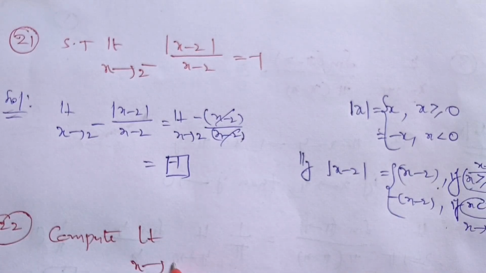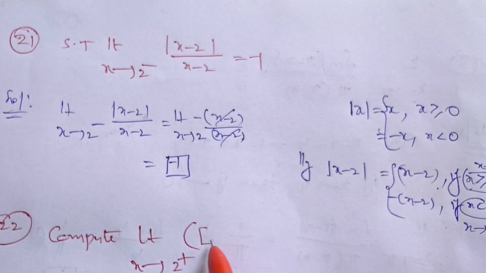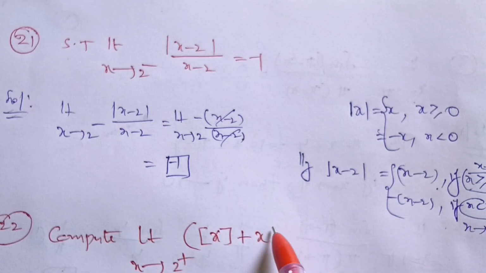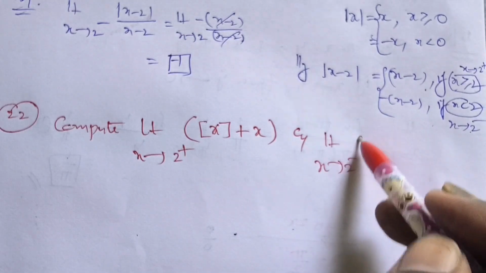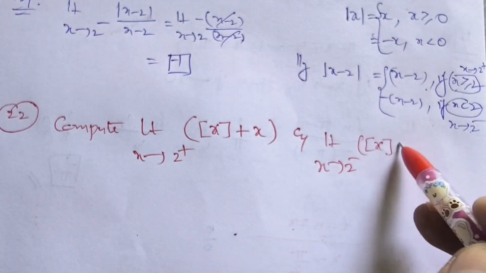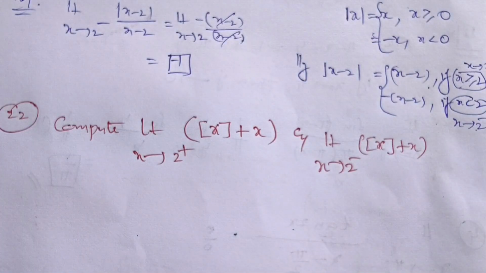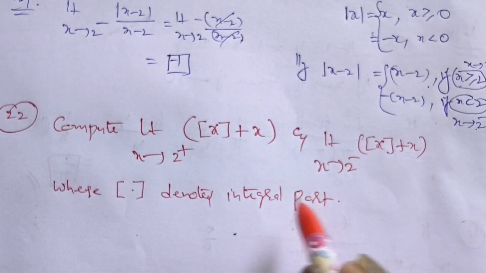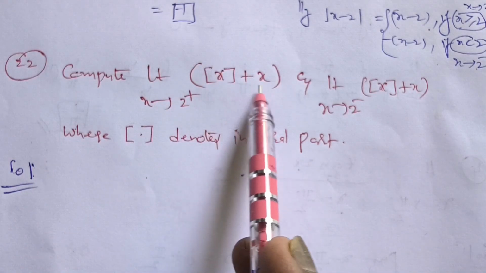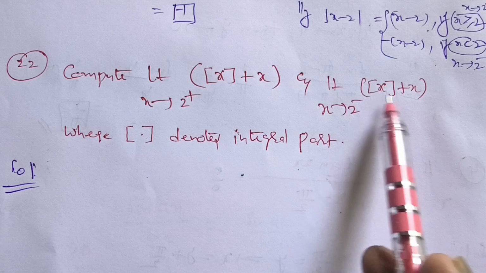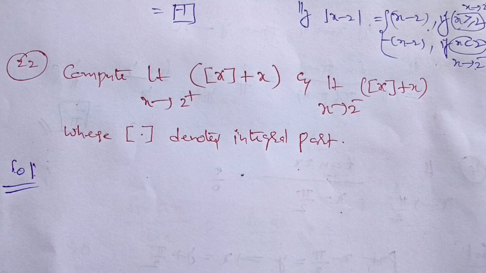Now compute the limit x tends to 2 plus of square bracket x plus x, and the limit x tends to 2 minus of square bracket x plus x. So we need to compute the limit as x tends to 2 plus and the limit as x tends to 2 minus. Here square bracket denotes the integral part.